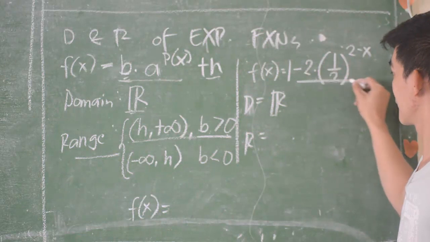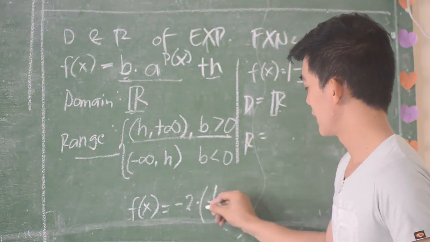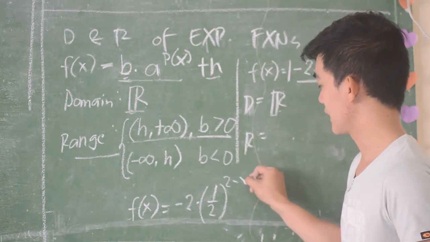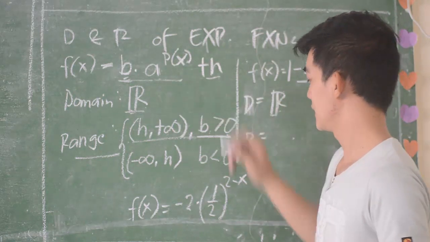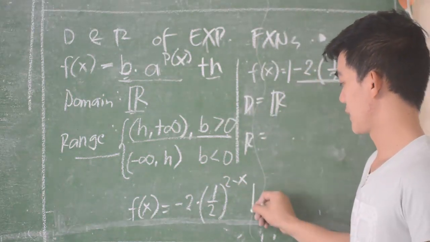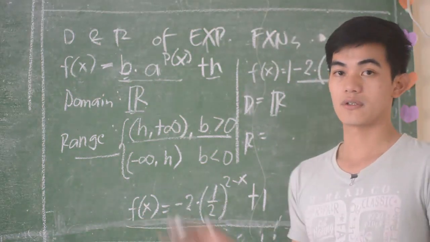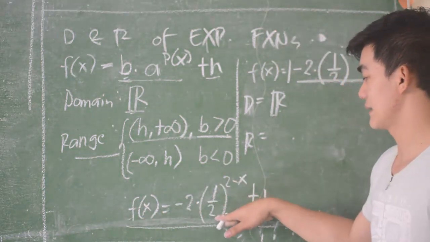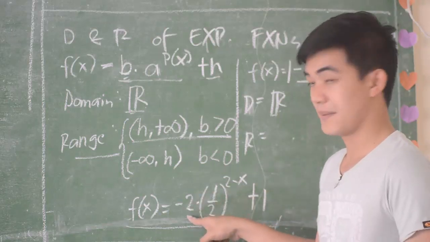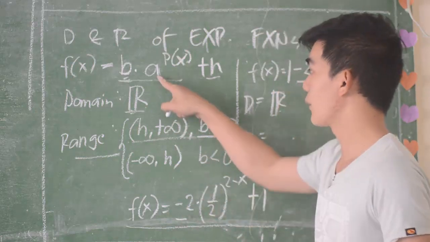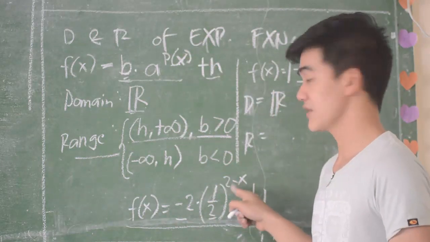Unahin natin ito. So, that will become negative 2 times 1/2 raised to 2 minus x. Kasi yun yung kinukuha natin, no? We are writing it in this form. And then, siyempre si 1 plus 1. So, nire-write lang natin, maging ganito ang ating resulting equation. Anyway, wala namang nagbago dyan. Pinagpalit lang natin sila. Okay. So, negative 2 here will be our b. Our a will become 1/2. Our p of x will be 2 minus x.